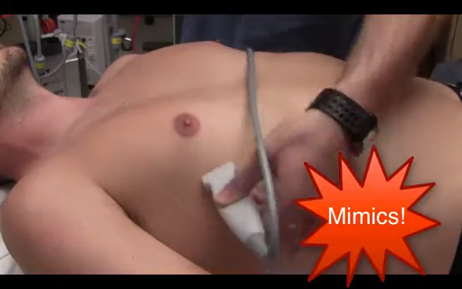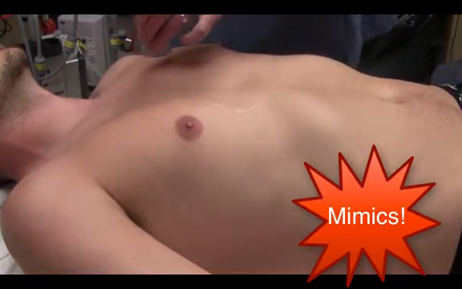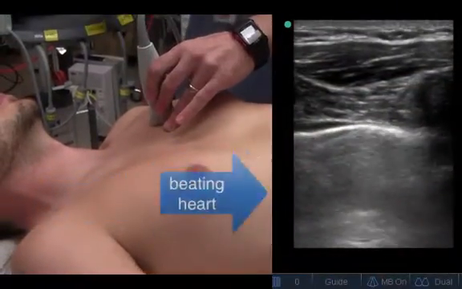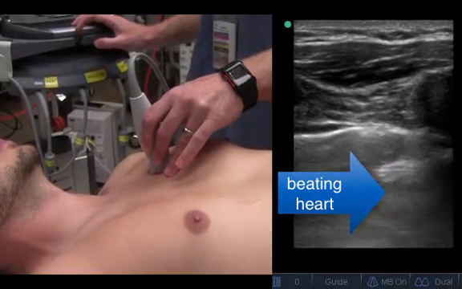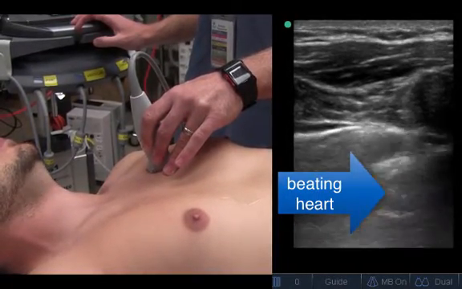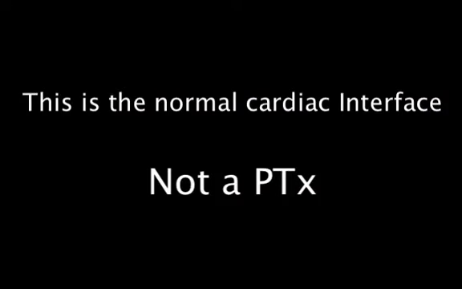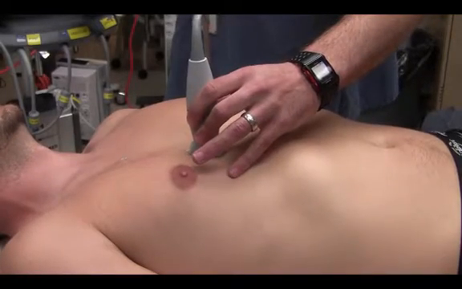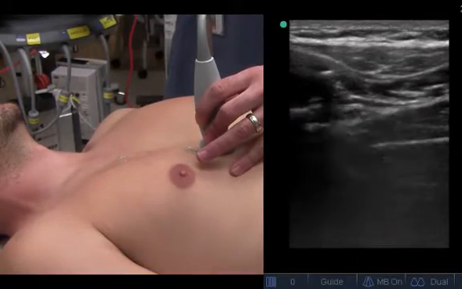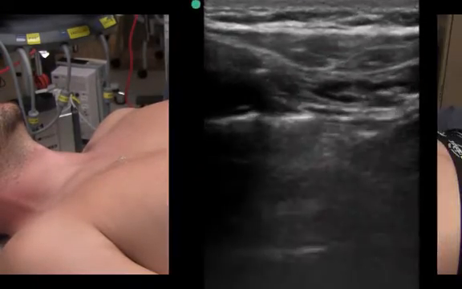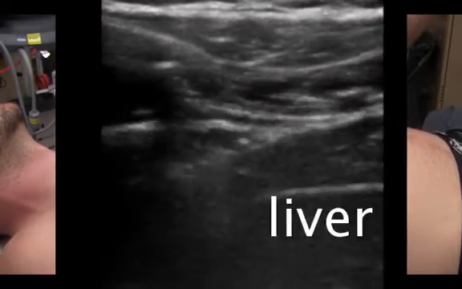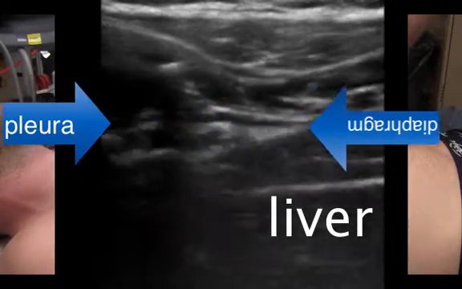There are two important mimics of the lung point. The first is the lung interface with the heart in the left chest. This can be mistaken for a lung point, but is given away by the fact that you can see the beating heart in the far field. The second is the inferior edge of the lung at the diaphragm. The interface here is given away by the solid organ density of the liver.